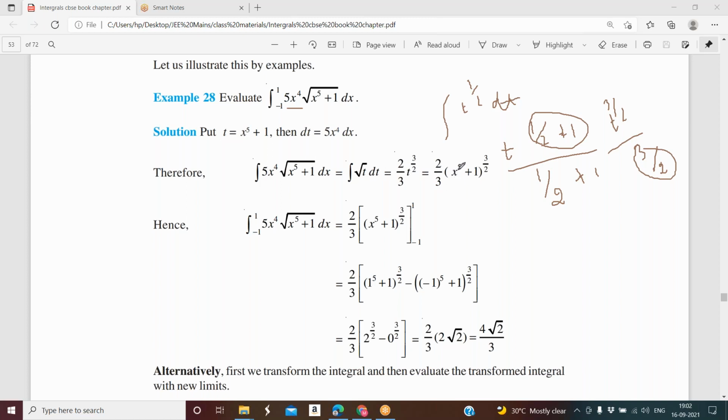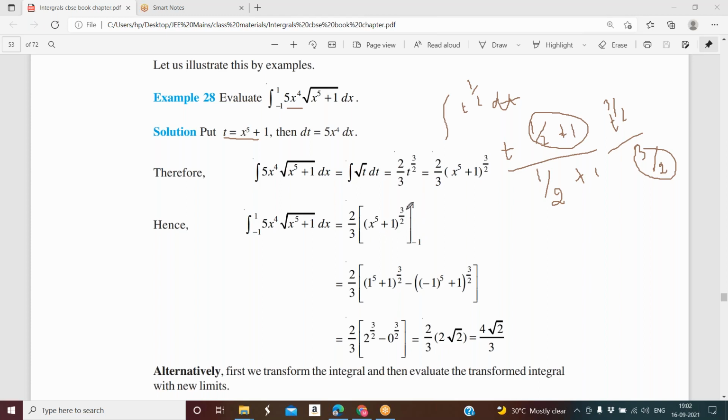Now t is replaced by x to the power 5 plus 1. What is my t? My t is x to the power 5 plus 1. So (x to the power 5 plus 1) whole to the power 3 by 2. Now I am going to substitute the limits for x. For what do we have to substitute the limits? X between minus 1 and plus 1.